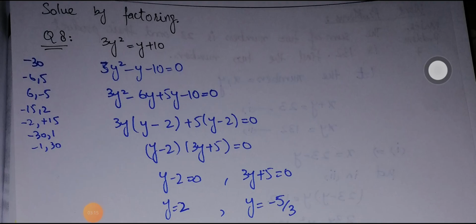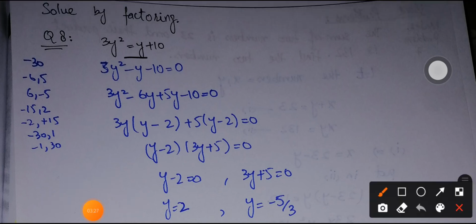Now here we have some questions from the exercise. In this question we have to solve by factorization. So here we have question number 8, whose statement is simple: 3y square is equal to y plus 10. At first we must have 0 on the right hand side for factorization, so I will shift all the terms to the left hand side. So we have 3y square minus y minus 10 is equal to 0.